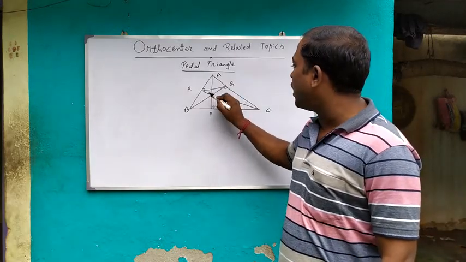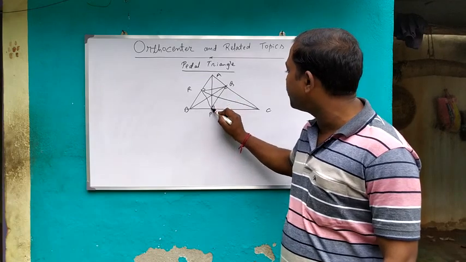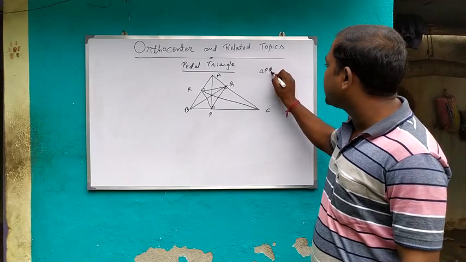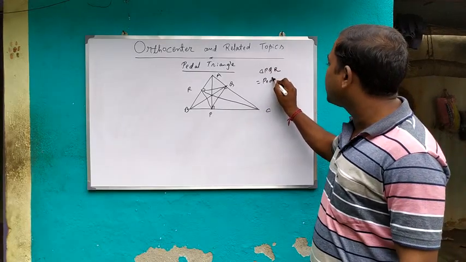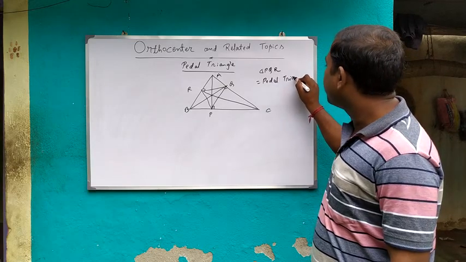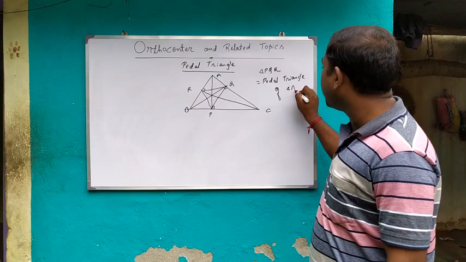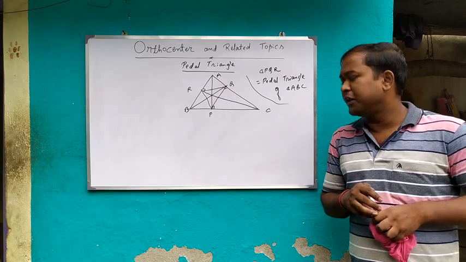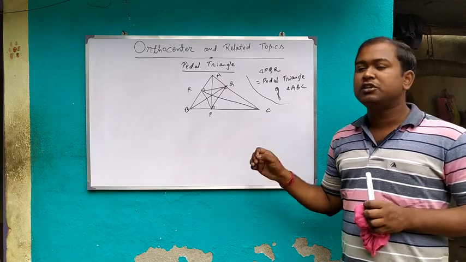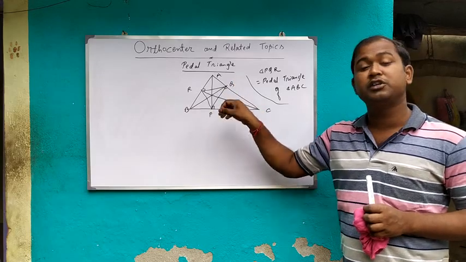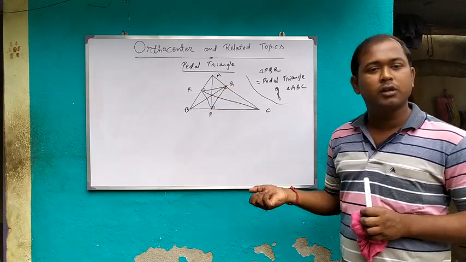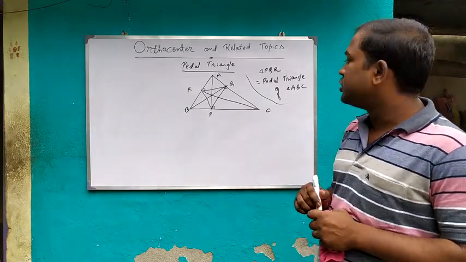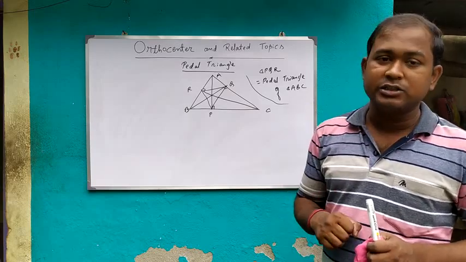If we join these three feet, the triangle thus obtained, that is triangle PQR, is the pedal triangle of triangle ABC. So we can give a rough definition: the triangle obtained by joining the three feet of the altitudes in a triangle is its pedal triangle. Now in this pedal triangle, our aim is to find the sides and the angles of the pedal triangle.